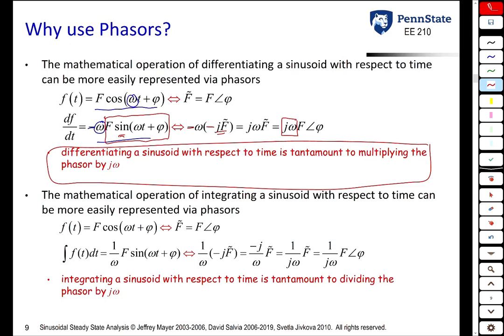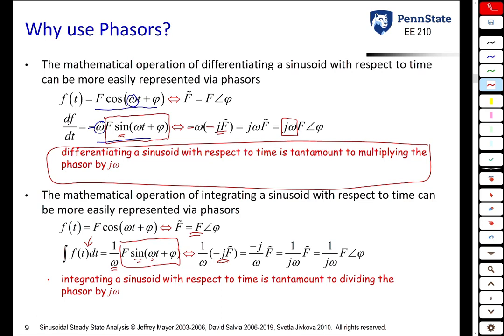Integration, we get a similar property. So once again, f of t is F cosine omega t plus phi, and it has a phasor like that. When we take the integral in the time domain, the integral of cosine becomes positive sine, but this omega frequency shows up out front in the denominator. Once again, we know from the previous page that F sine omega t plus phi you could write as minus j F phasor. So now we get minus j over omega times the phasor.